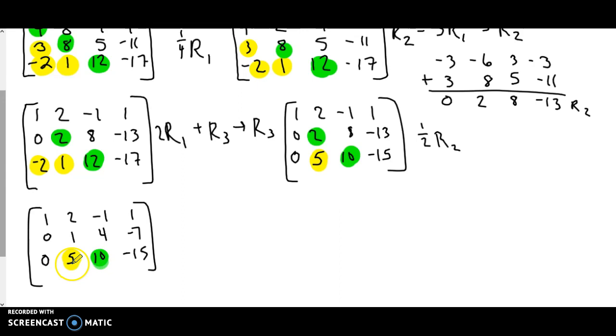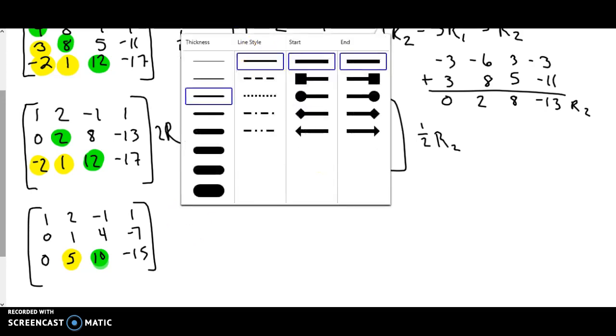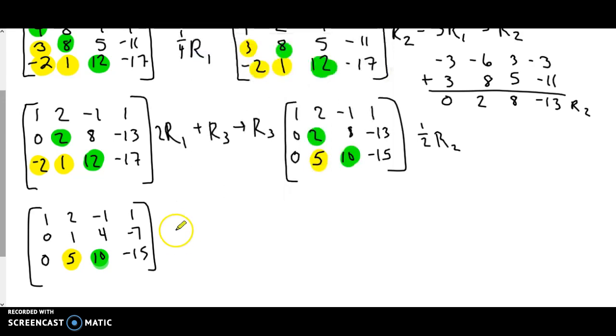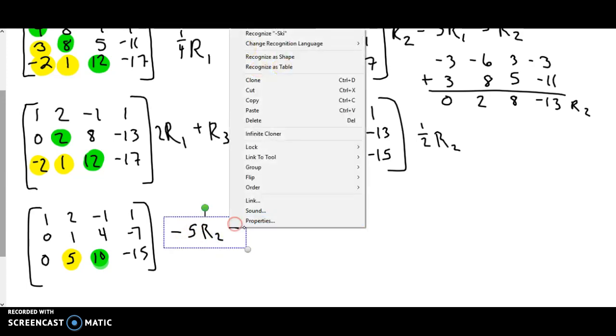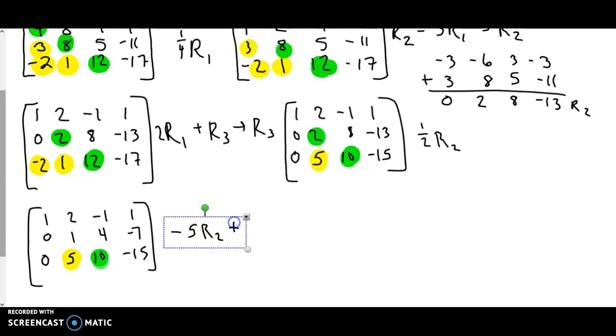All right, so let's look at changing 5 here. For the value of 5, we're going to go ahead and change this. If I can get this pen to work. So we'll change this one by doing negative 5 times row 2 plus row 3, and that should give us row 3.